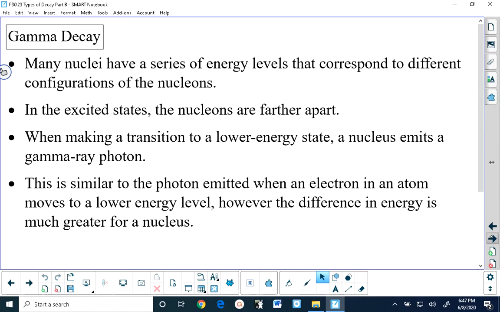It's very similar to a photon being emitted when an electron moves to a lower energy level within an atom. However, when we talk about the energy states of a nucleus, the numbers are a lot bigger.